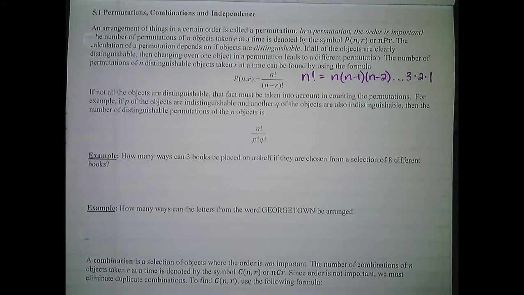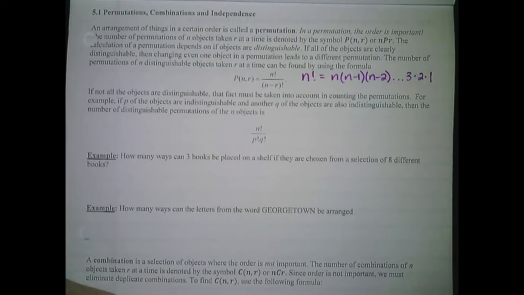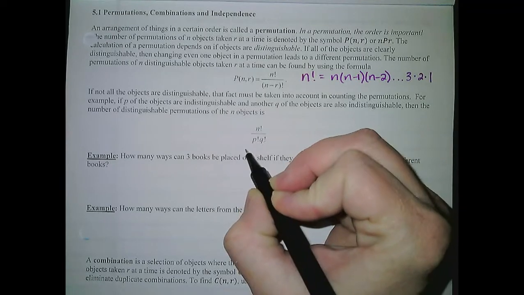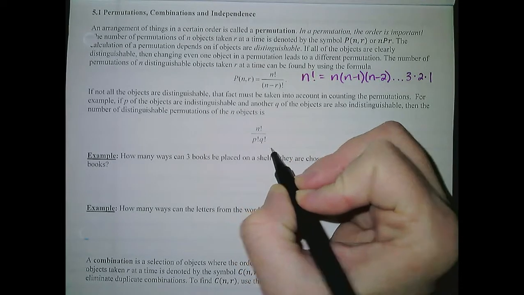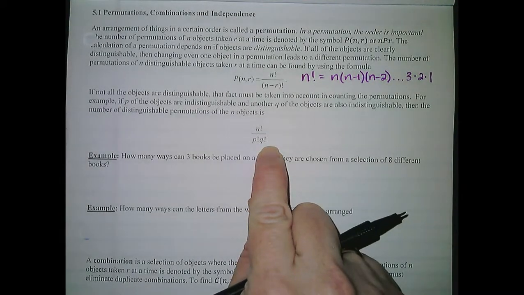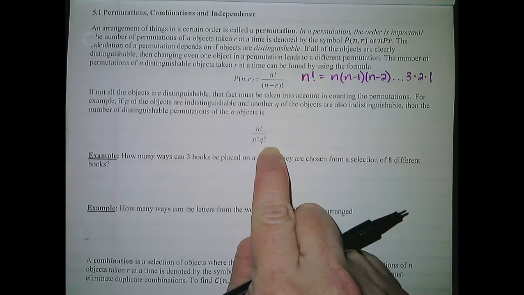If, however, not all of the objects are distinguishable, then we must take that fact into account when we're counting our permutations. So for example, if p of the objects are indistinguishable and another q of the objects are also indistinguishable, then the number of distinguishable permutations of n objects is going to be n factorial divided by p factorial times q factorial. And we can extend this to more than 2 groups. So if we had another group of indistinguishable objects, we would take how many of those indistinguishable objects we have and multiply it times its factorial.